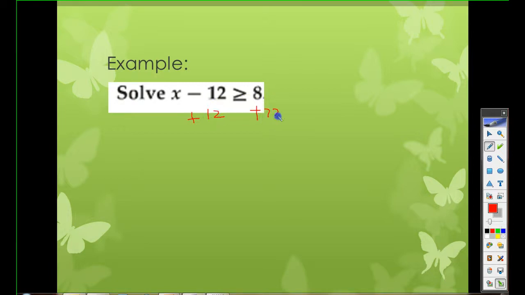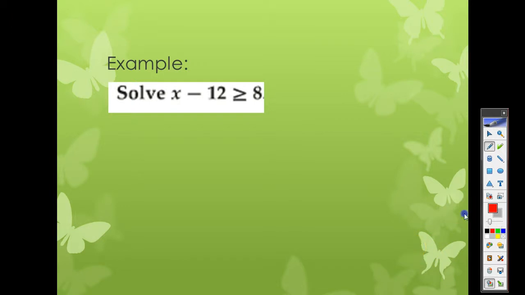So now you have, oh, that's a 12. So now you have, this is canceled out, and you have x, and you have the same sign, greater or equal to, and 8 plus 12 is 20. So it's just like when we're solving equations, except now you have a different sign, and just like that, it just comes down just like we did for the equal sign. Now it's x greater or equal to 20. Okay?